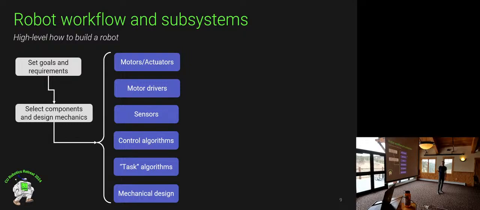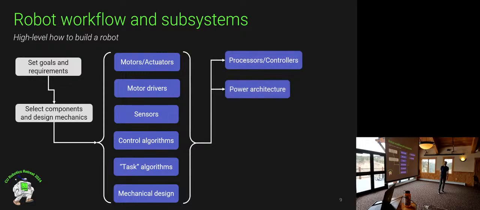So you want to select what kind of motors or actuators you're going to use, what kind of drivers you're going to use to drive those motors, the sensors that you're going to use, very important, any control algorithms that you're going to use, and the task algorithm. So this is what the robot's going to do, whatever tasks it needs to do. And then the mechanical design as well. And then once you're done with this, you're going to go on and select a processor, a controller, and your power architecture.